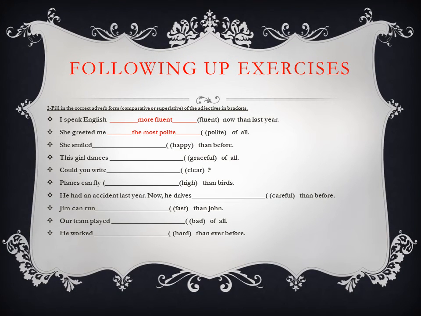Now exercises on comparative and superlative form. Look at number 1. I speak English fluent now than last year. Circle than if you have than in the sentence, which means it's comparative form. Fluent, is it a long or short adjective? Fluent is a long adjective. It's more than one syllable. So I will say, I speak English more fluent now than last year.